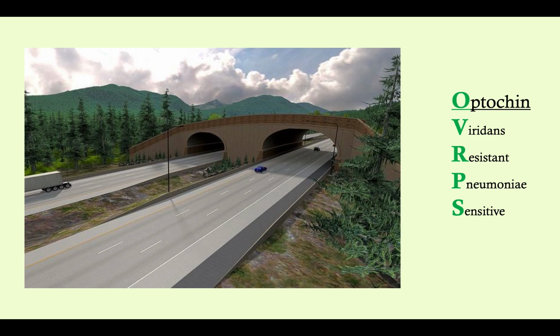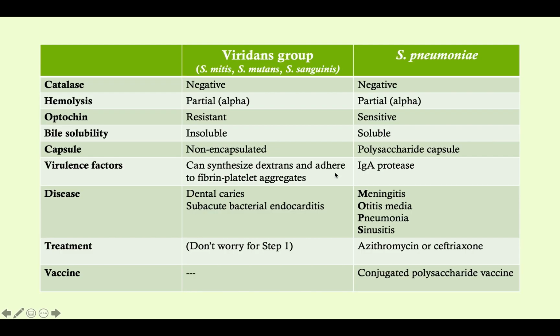Please remember the big mnemonic here, OVRPS. So you're dealing with alpha-hemolytic strep, you've got to do your optochin sensitivity test. So I put this picture here of an overpass in between these green mountains. Remember that alpha-hemolytic bacteria will form green areas on the blood agar. So this green mountain overpass here, OVRPS: optochin sensitivity test, Viridans resistant, pneumoniae sensitive.